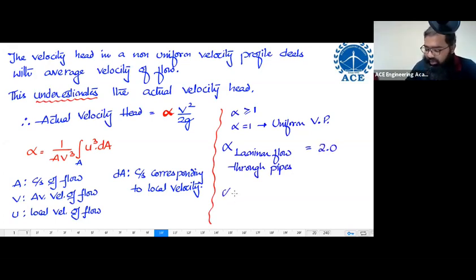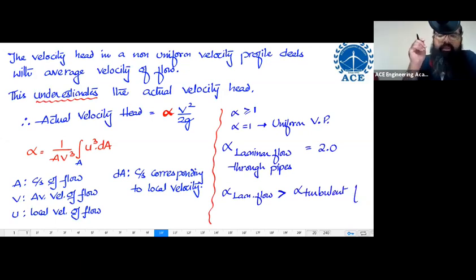Furthermore, remember this: alpha in laminar flow is always greater than alpha in the case of turbulent flow. Okay, these are the notes regarding your concept of kinetic energy correction factor.